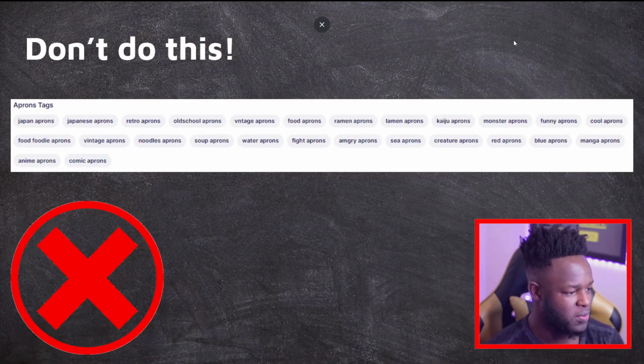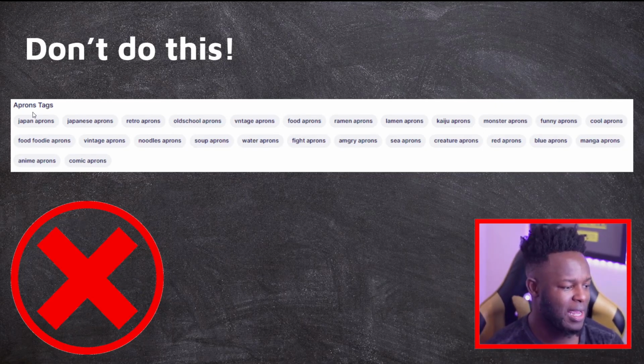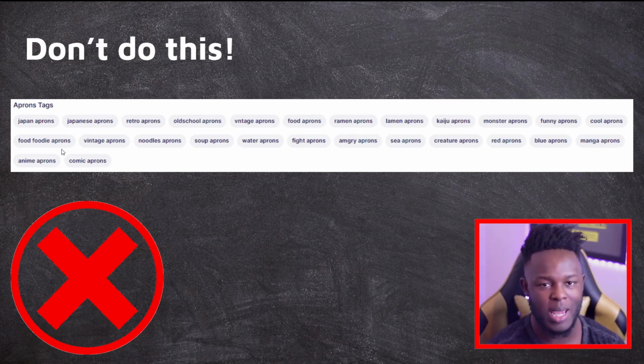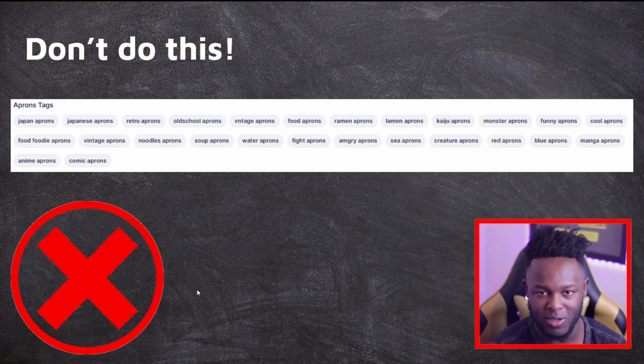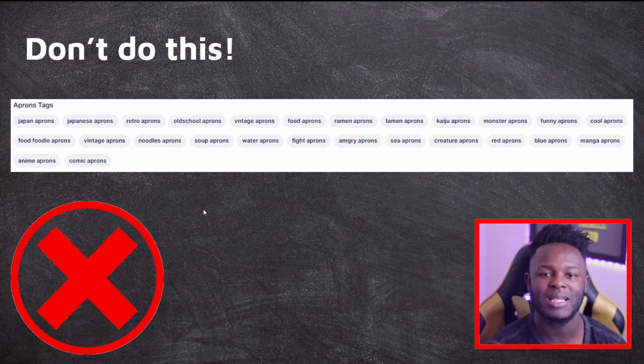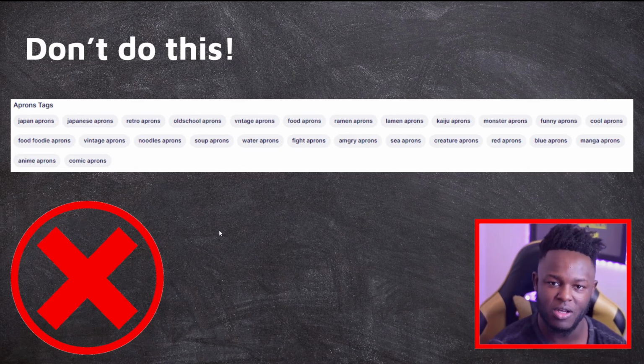You don't want to do this. So as you can see here, it says apron tags. Now, what most people do when they create a design for an apron, they will put "apron" in their initial tags. You don't want to do that because you are wasting a tag. Whenever you put tags on Redbubble, Redbubble will automatically generate product tags as well. So do not put the name of your product in the tags, as Redbubble does this automatically.